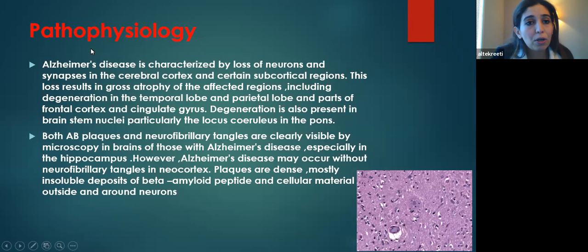And we're going to talk about the pathophysiology of Alzheimer's. Alzheimer's disease is characterized by loss of neurons and synapses in the cerebral cortex, which leads to atrophy of the affected regions, which include the temporal, parietal lobe, frontal cortex, and cingulate gyrus. And at the end, it affects the locus coeruleus, a nucleus which is located in the pons.